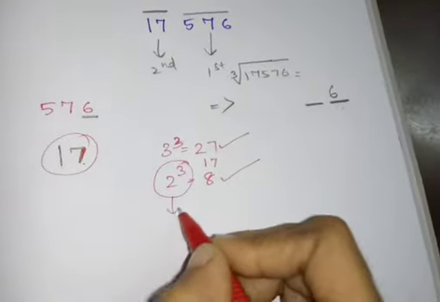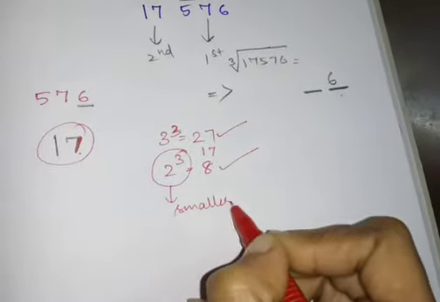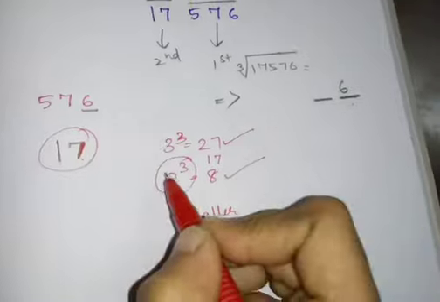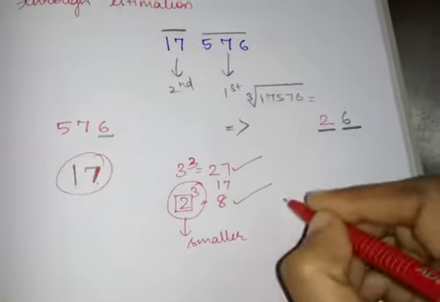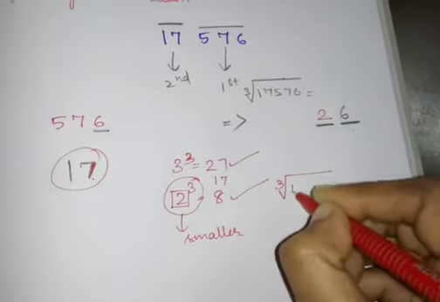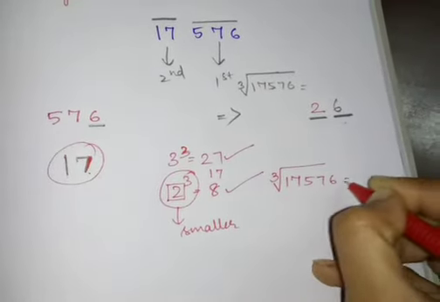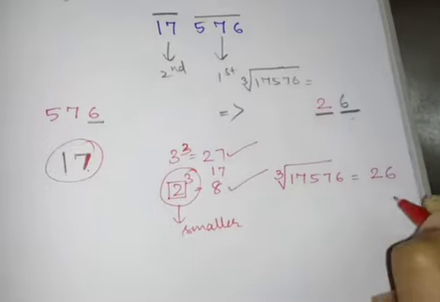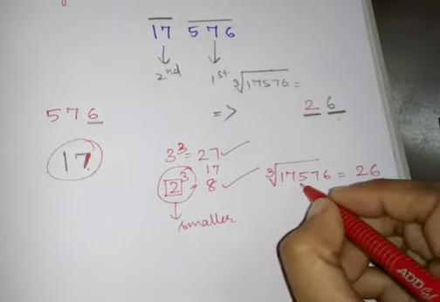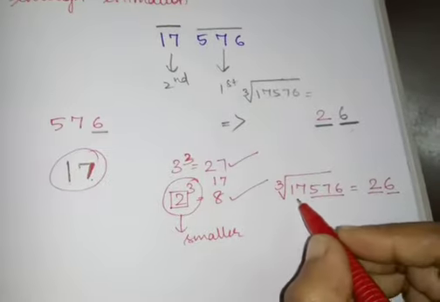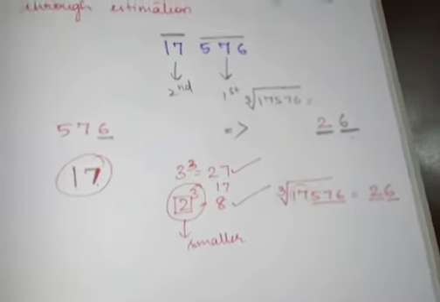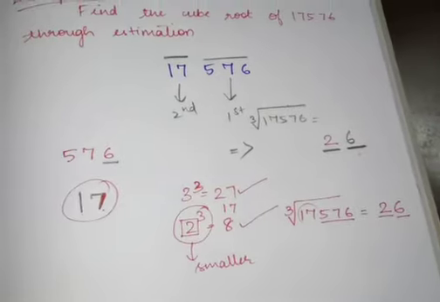2 cube is smaller. 2 cube smaller means, in this, what is the number? 2. So the second number will be 2. Now we can estimate that the cube root of 17,576 is nothing but 26. The first number is formed by the first group, and the second number by using the second group. So we have directly estimated the value.